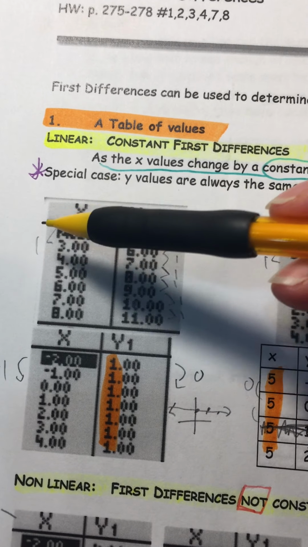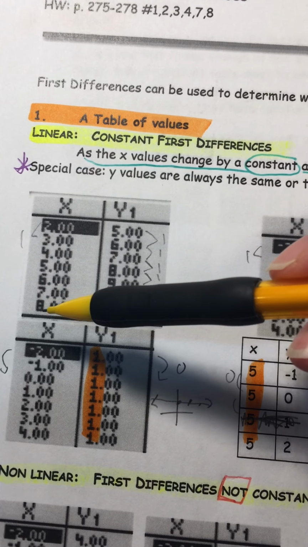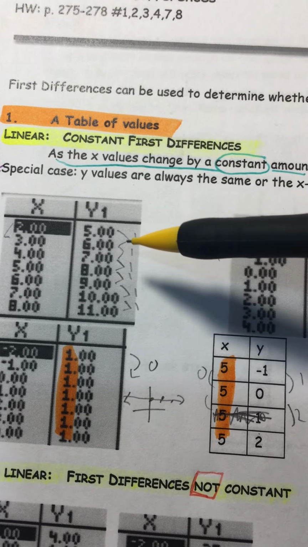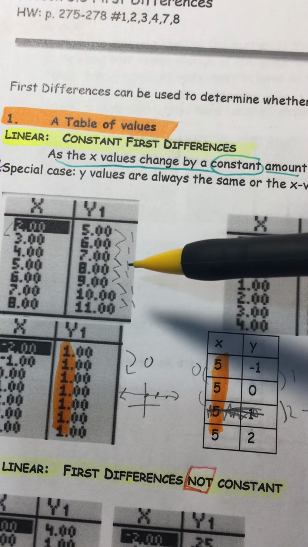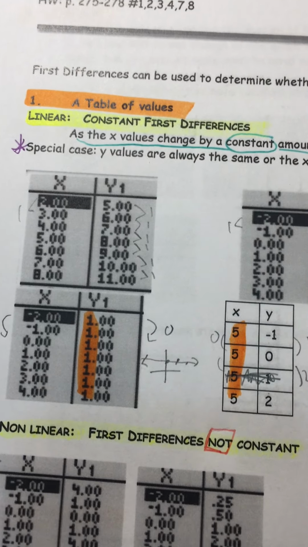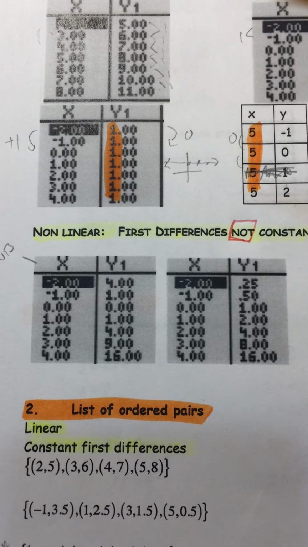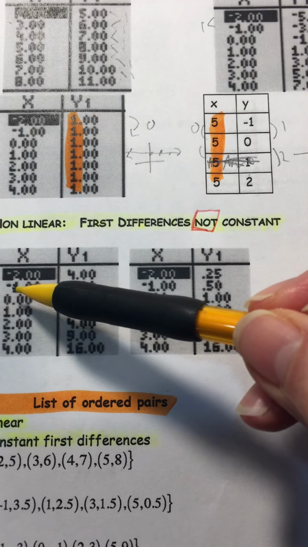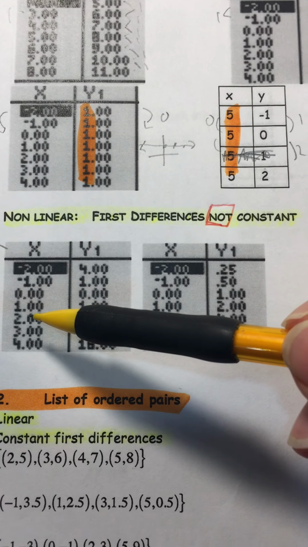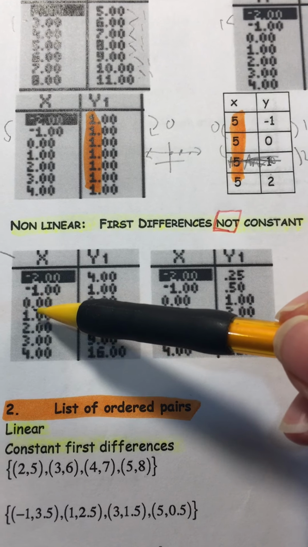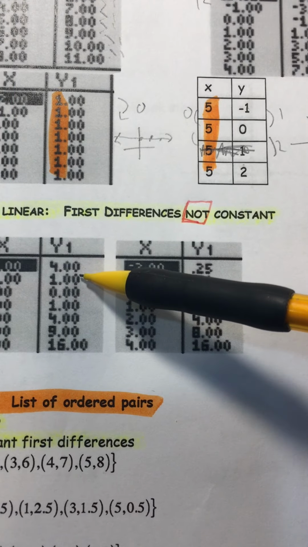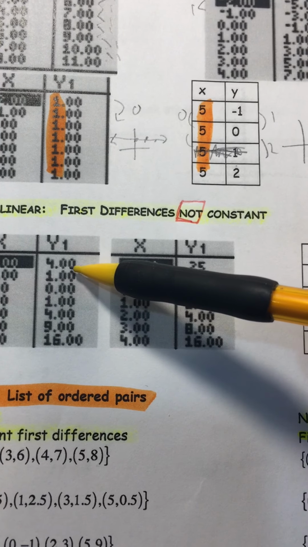Otherwise, you just have to make sure that the x's are changing by the same amount every time, and then the y's are changing by the same amount every time, and then you know you have a line. These are examples of non-lines. This is not a line because when you find the difference between the x values, they're all going up by 1, but these do not go up by the same number every time.